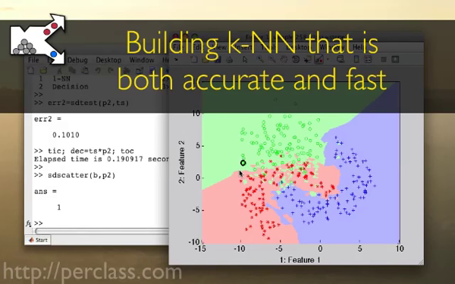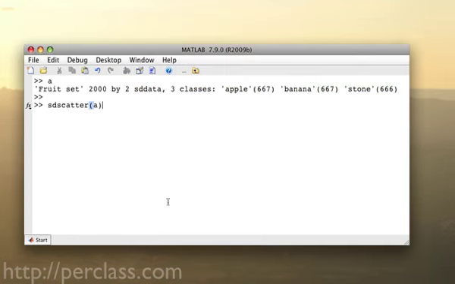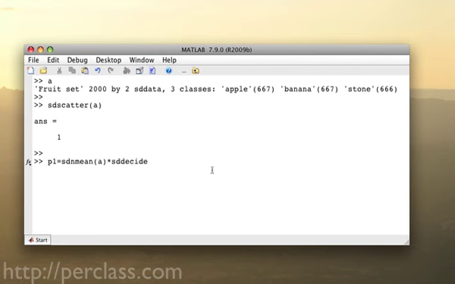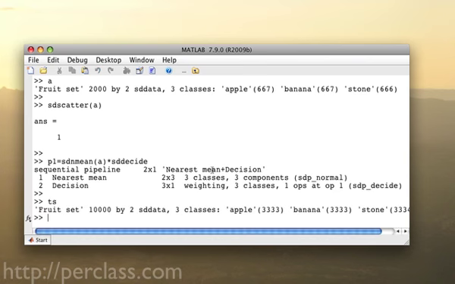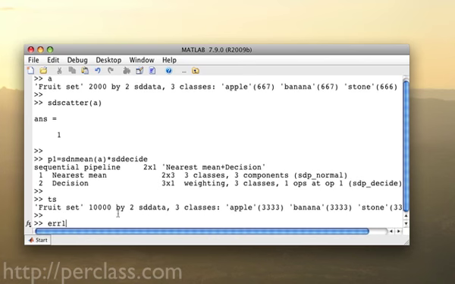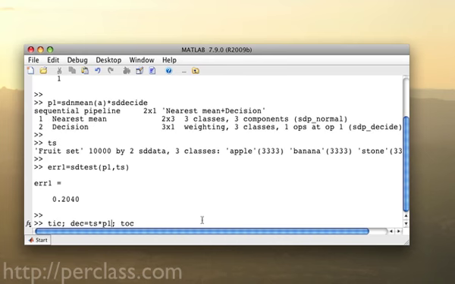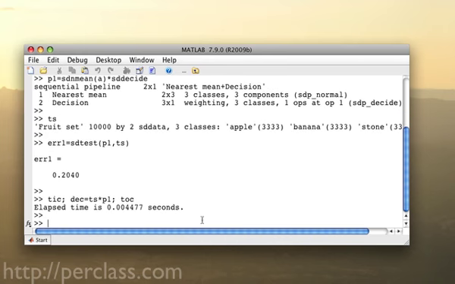In this video I will show you how to increase the speed of KNN classifiers. Say that for this three-class problem we want to build a classifier that is both good and fast in execution. We first build a simple classifier such as nearest mean and test its performance on a separate test set with 10,000 samples. On this large test set, it yields 20% error and executes in less than 5 milliseconds.